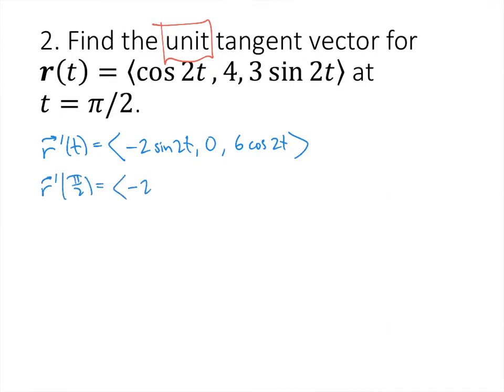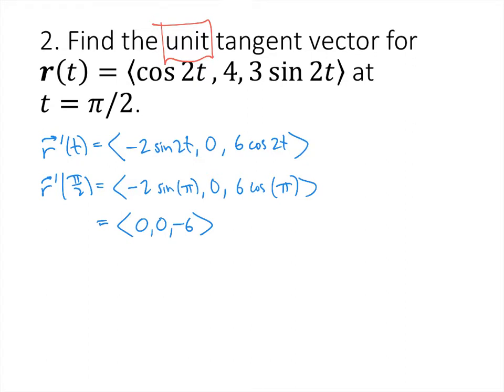That gives me negative 2 sine 2 times pi over 2 is pi. 6 times cosine 2 times pi over 2 is pi. Now the sine of pi is 0, so that's 0, 0, and the cosine of pi is negative 1, so the tangent vector is 0, 0, negative 6.